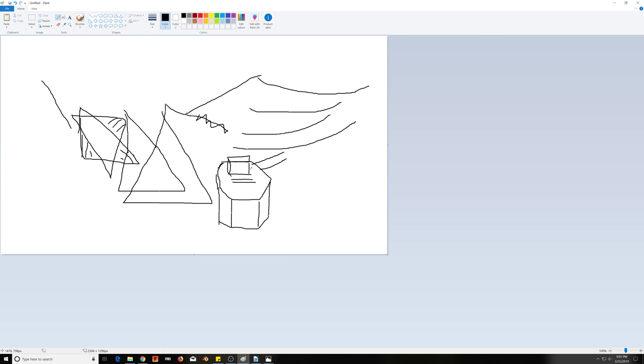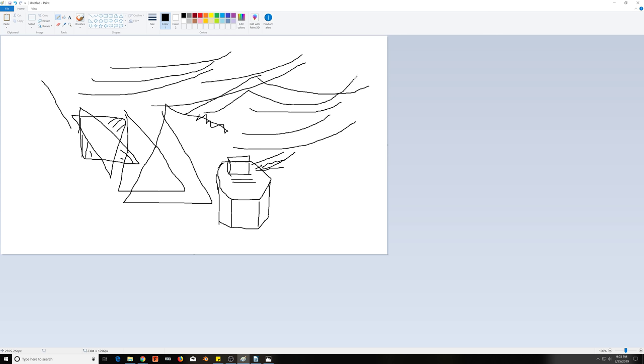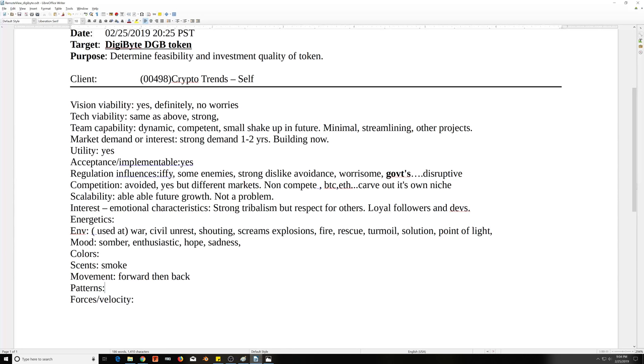No idea what that is. I'm getting a lot of patterns that are like this. Okay, guys? A lot of patterns like that. What they are, I don't know. You tell me. Forces, velocity.